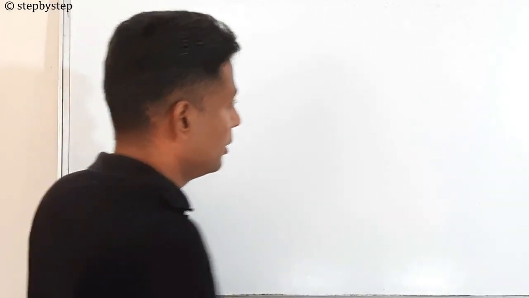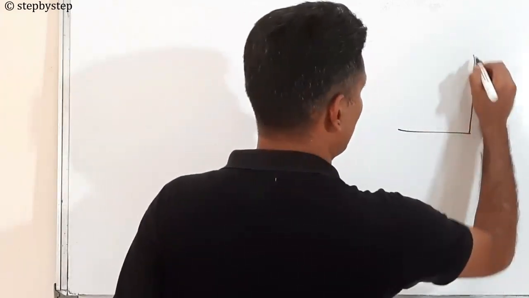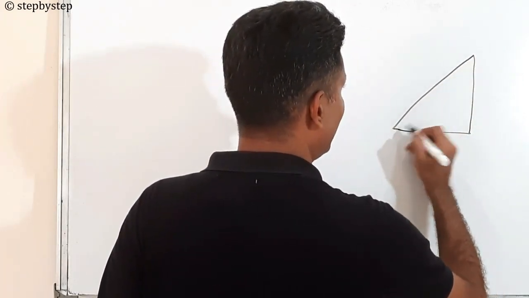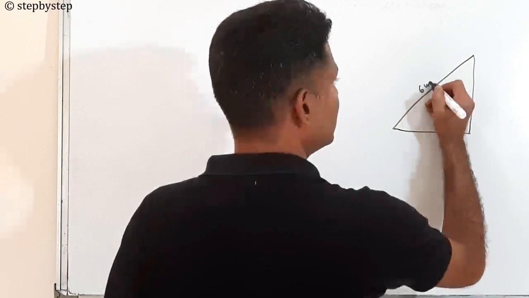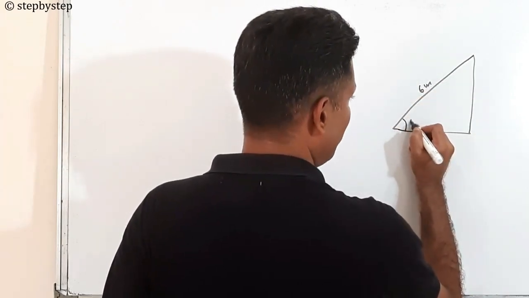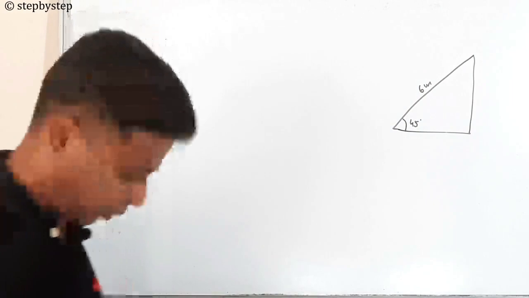Now the fourth question, guys, in the test. A ladder of length 6 meters makes an angle of 45 degrees with the floor while leaning against a wall. So this is the floor, let's say this is the wall. A ladder of length 6 meters. So this is the ladder, this is 6 meters. It makes an angle of 45 degrees with the floor.